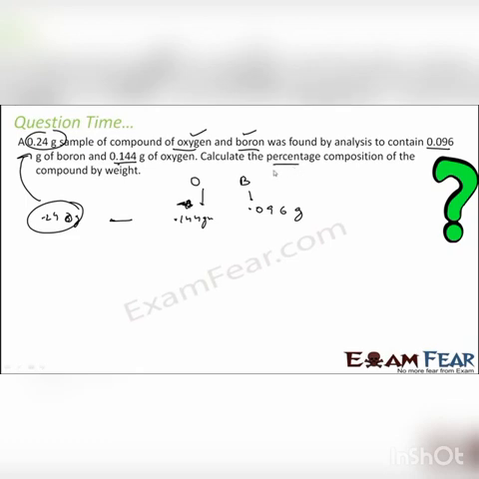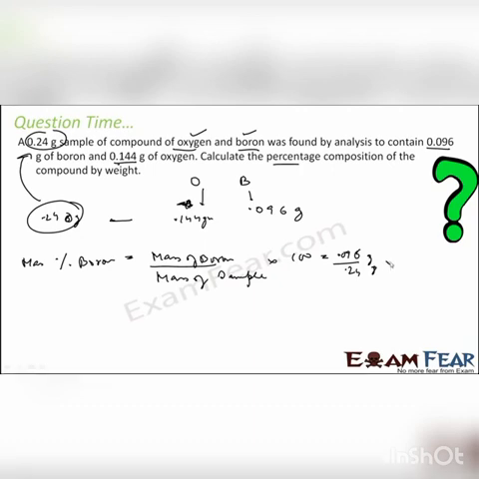We have to find the percentage composition of the compound by weight. The percentage of boron will be what? Mass percentage will be mass of boron by mass of sample into 100. Put the value: mass of boron is 0.096 by 0.24. This is gram, this is gram, and this is 100. Gram gets cancelled. You solve this, you get 40%.